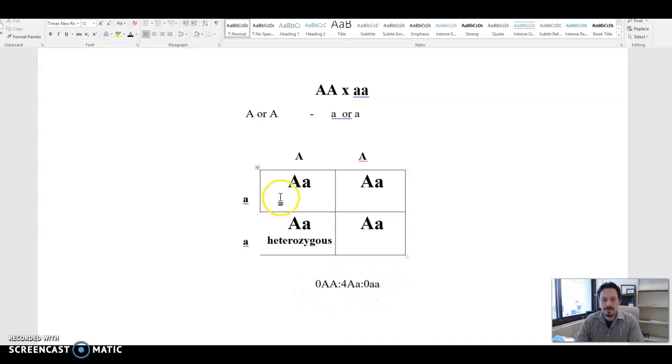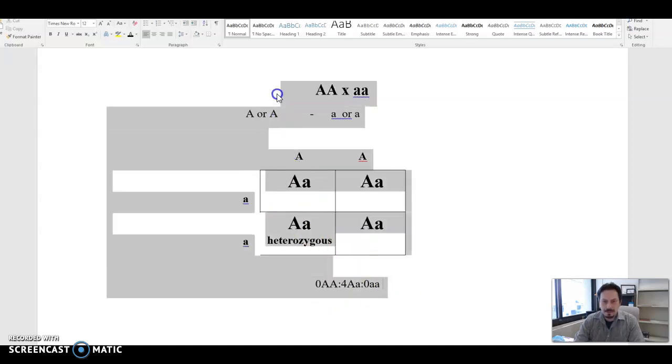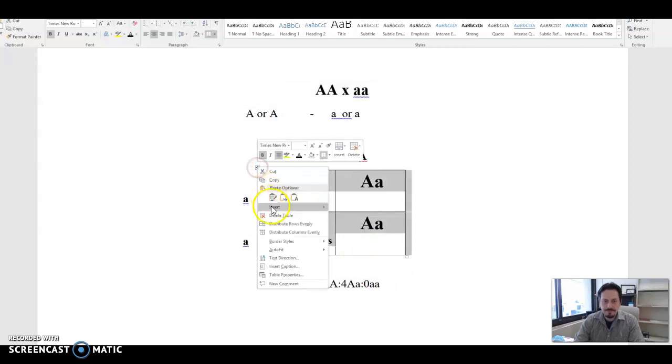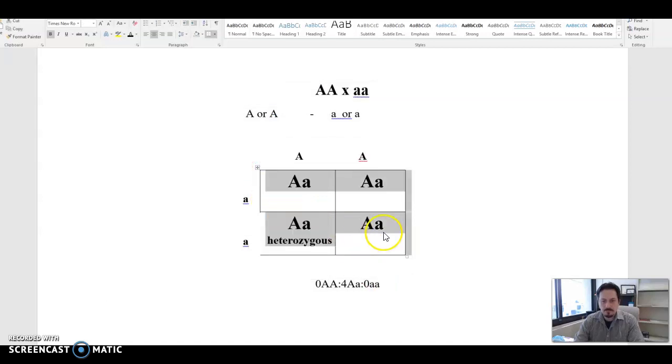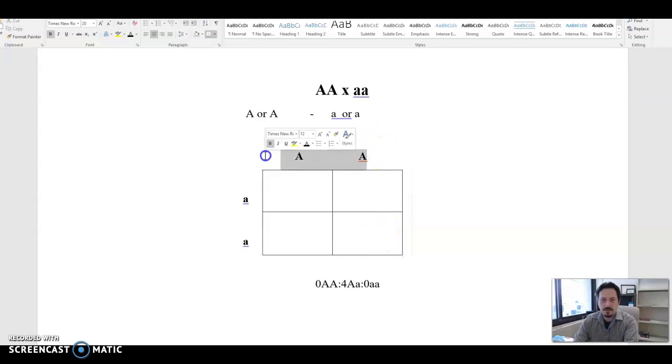So we're going to do another one. I'm going to clear the table. We're going to clear these, and these, and this.